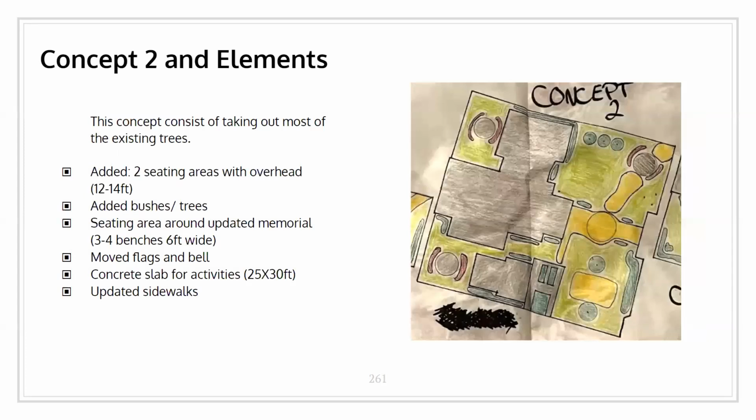My second one consisted of more seating areas in the back, and then a little seating area around the memorial site, because it was more of just an empty space, not really sitting areas, except on the sidewalks. And then the bell and the flags were moved into an easier spot, because they were in an awkward position right here. And then I also added a little concrete slab because they do festivals and food trucks and movie nights. And because nobody likes sitting in the dirt, I just put concrete there. Plus they have an ant infestation, so that was just what I thought.